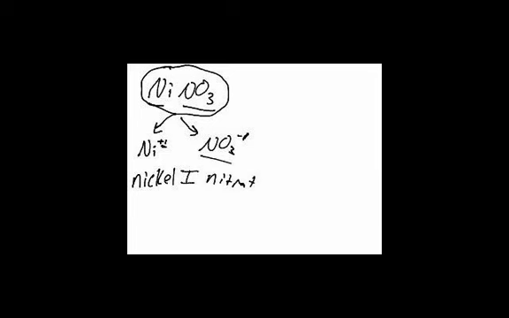Now, the reason I picked this one, ladies and gentlemen, is because a lot of students want to leave off the Roman numeral when the charge is positive 1, but you must keep it, because if it's a transition metal, you must include the charge. Correct. Okay, all right, one more.